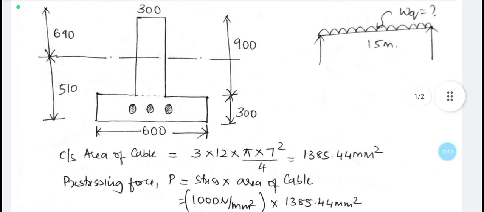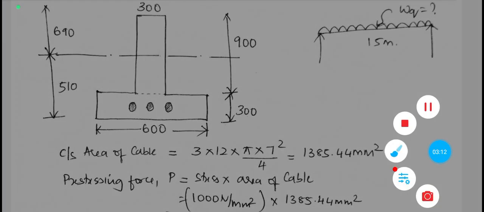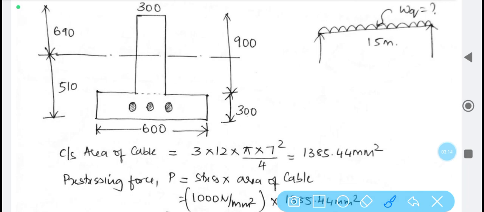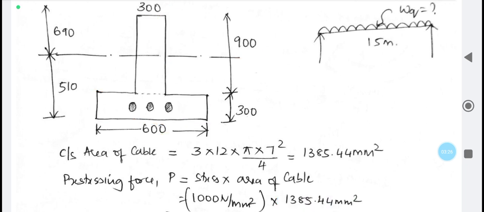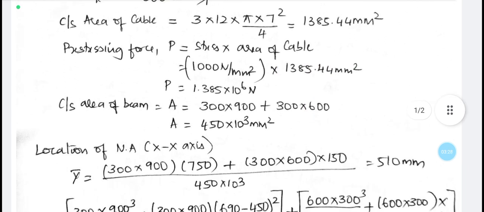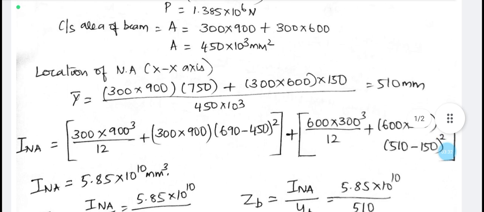Next, the cross sectional area of the beam. It is having 2 rectangular sections. One is the rib portion, one is the flange portion. So the area of the rectangle, that is B into D, 300 into 900 plus 600 into 300. That is how the area is computed here. The total area works out to be 450 into 10 power 3 millimeter square.